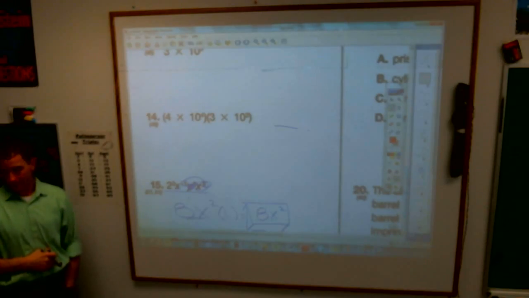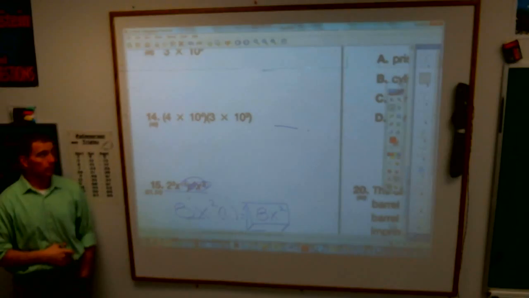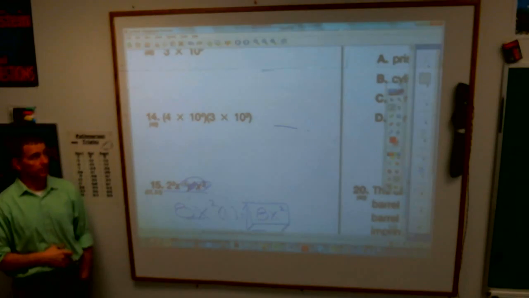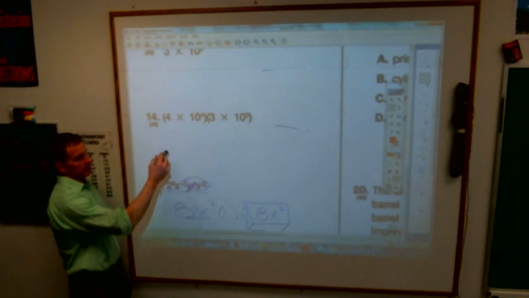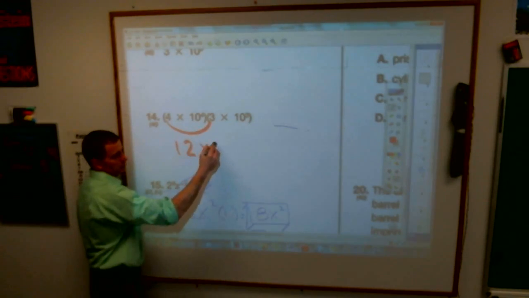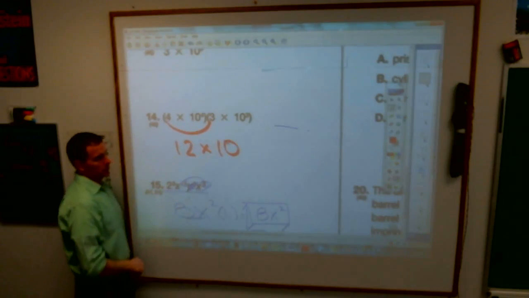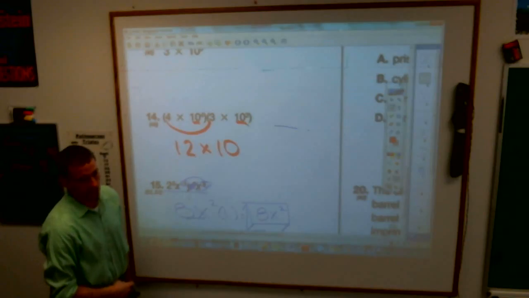I would definitely do it in scientific notation. I wouldn't make it 40,000 times 3,000, whatever. Because it's just like, Cameron says this. To do this, you just multiply these two numbers together, you get 12. You write down your times 10. What do you do with this and this, ladies and gentlemen? What do you do to their exponents?